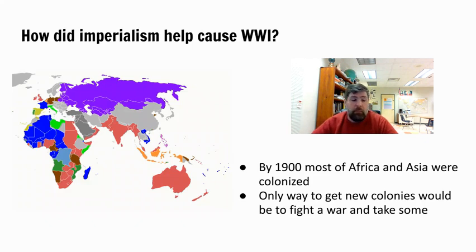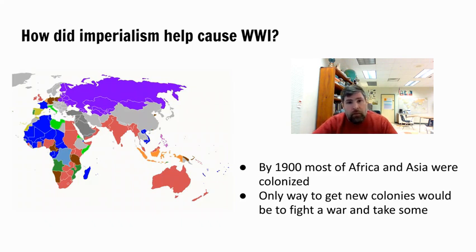Now, we talked a lot about imperialism in Unit 8. And by 1900, most of Africa and Asia had been colonized or carved up into spheres of influence by European countries. There weren't really any new places to go if you wanted to have colonies and you were a European power. The only way that you could really get some new colonies would be to fight a war against another European country and take their colonies away. And so places like Germany, who don't have many colonies, start thinking, well, maybe I could just win a quick war against France or Great Britain, and then I would be able to take away some of their colonies.